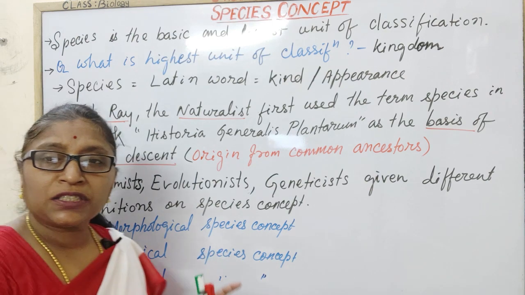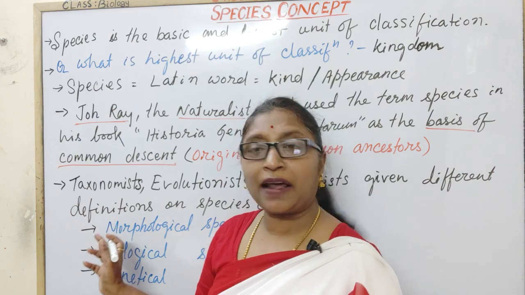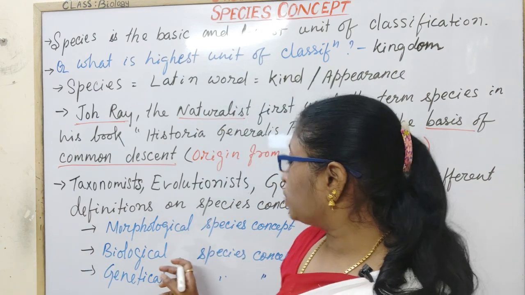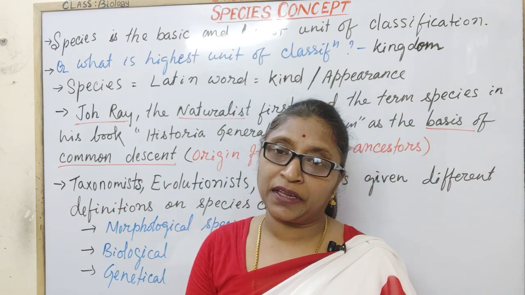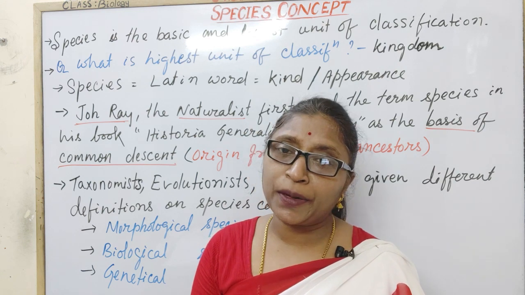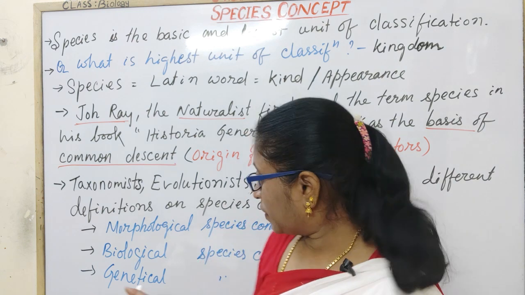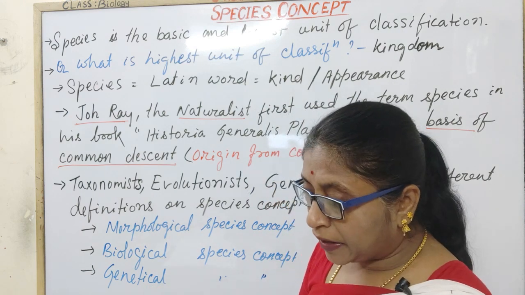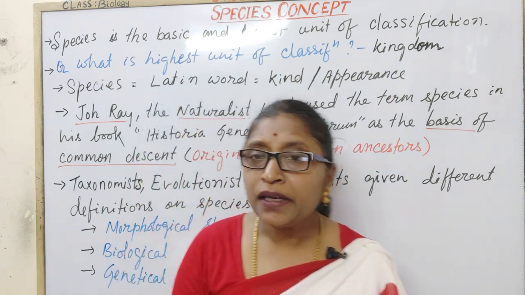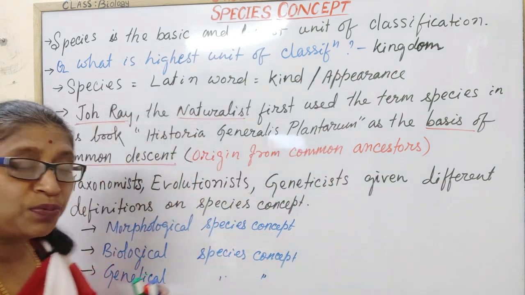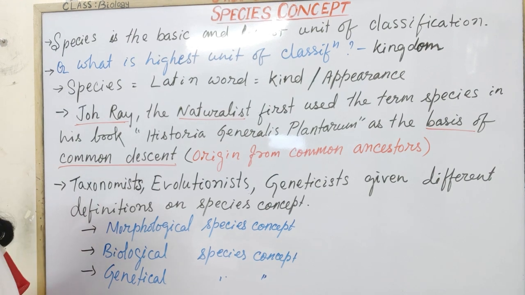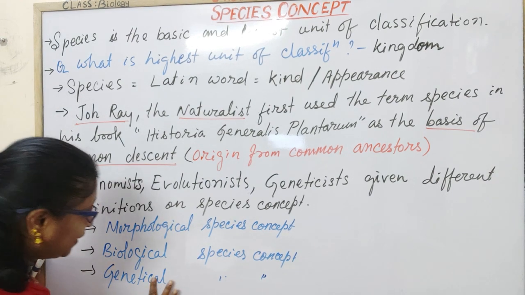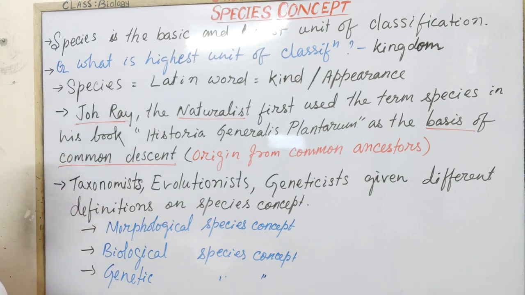The morphological species concept was given by Carolus Linnaeus, and the biological species concept was first given by Charles Darwin and modified by Ernst Mayr. And the genetic species concept was given by Lord C. Okay, so let us discuss one after another. Let us first discuss the morphological species concept.